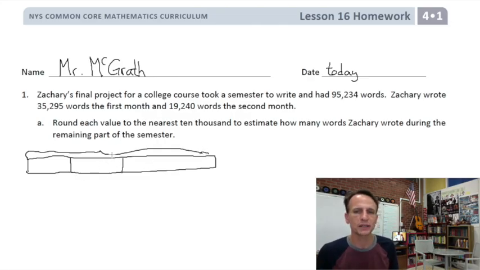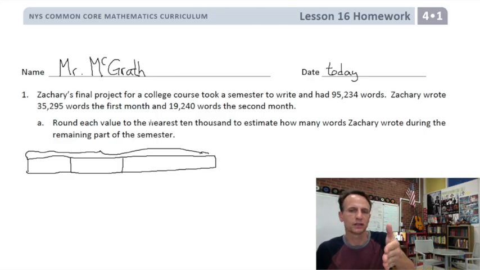Okay, so what we can do is round each value to the nearest 10,000 to estimate how many words Zachary wrote during the remaining part of the semester. Okay, so let's think about this. So go ahead and take that 95,234, and we don't need to do number lines anymore. We know how to round. We learned that. So we'll kind of walk through this one, though, mentally.